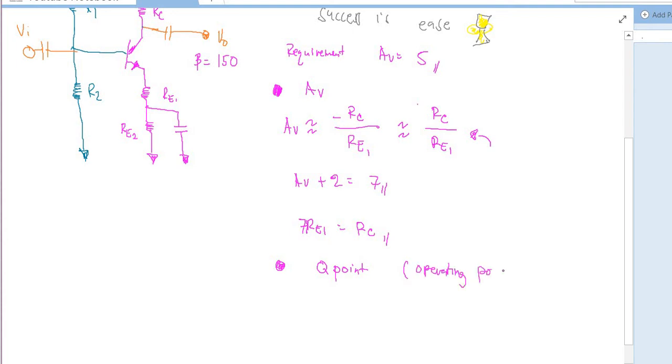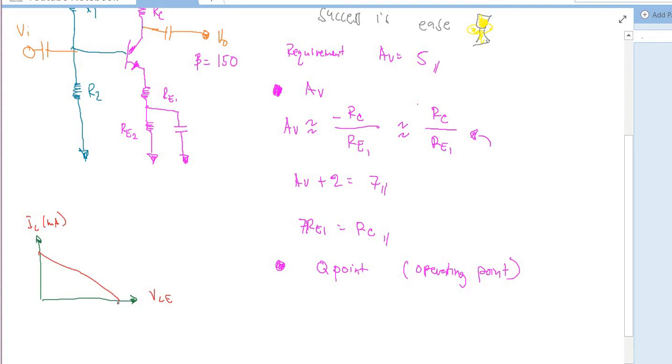It's important because wrong placing of the Q point would result in distortion of the signal. So think of it this way. We're going to have a quick review of DC load line analysis. This would be our VCE, and this would be our IC.